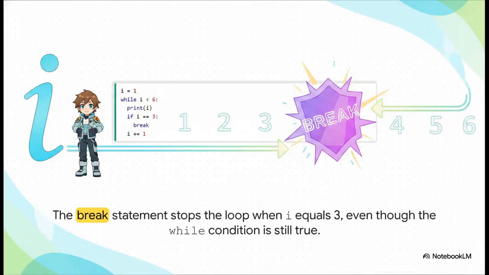And this code here is a perfect example. So the main while condition says, hey, keep looping as long as i is less than 6. But look closer. There's an if statement inside that acts like an override. The second that i becomes equal to 3, that break command gets triggered and the whole loop just shuts down. It's done. It doesn't even matter that the main while condition is still true. Break is like pulling the fire alarm. It's the ultimate get out now command.